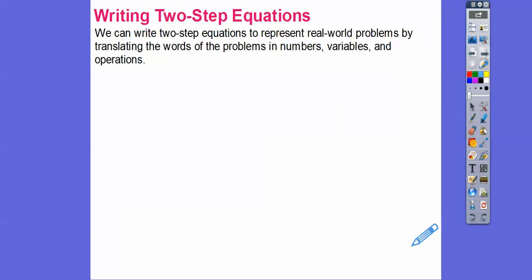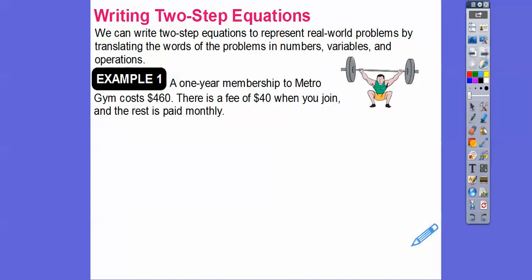Okay, so we can write two-step equations to represent real-world problems by translating the words of the problem into numbers, variables, and operations. And you're thinking, what? Now here's an example. A one-time membership to Metro Gym costs $460. Now, part of that $460 is an initiation fee of $40 when you join, and the rest is paid for a month.